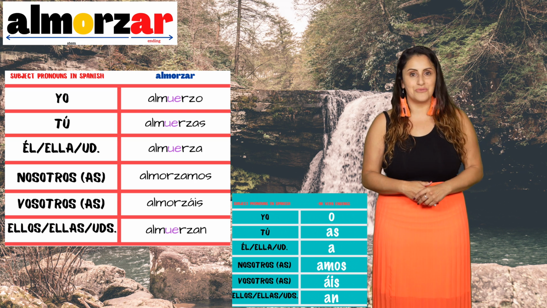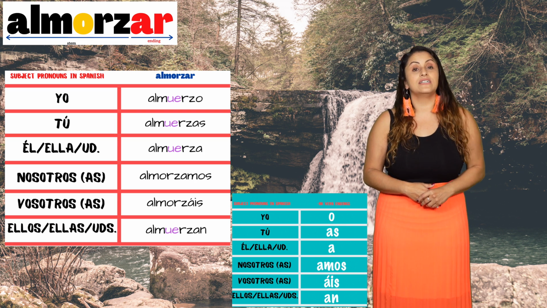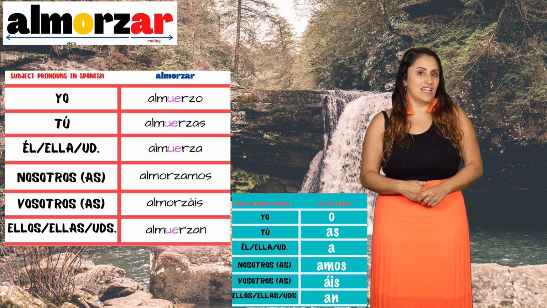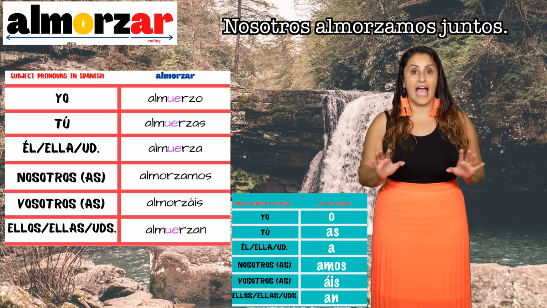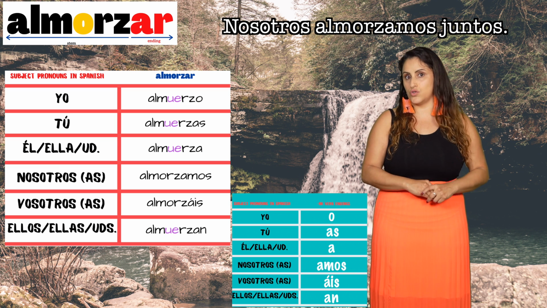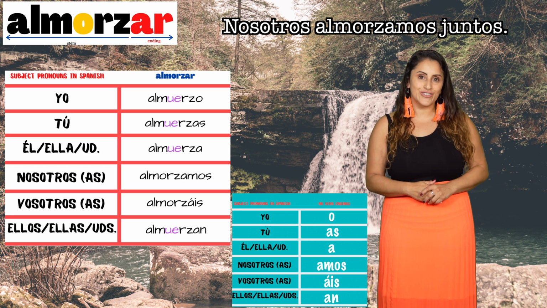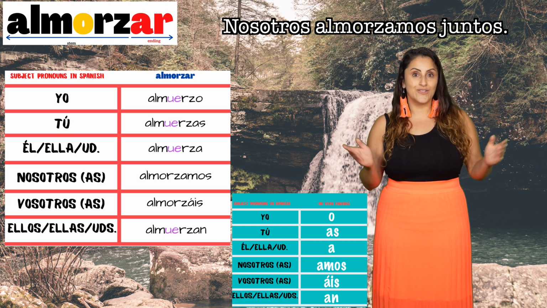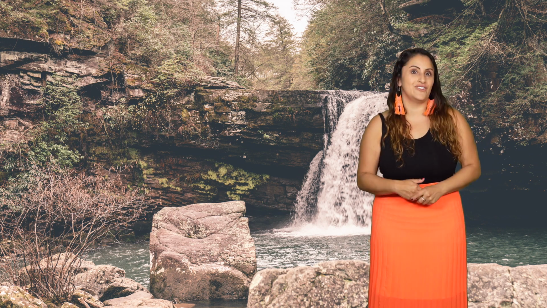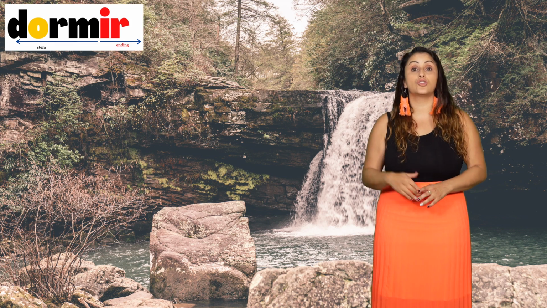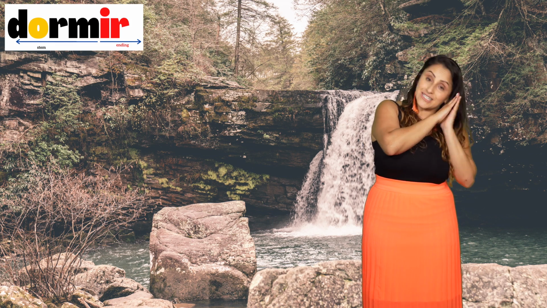Here's another example with the verb almorzar. I want to say that we have lunch together. So I would say, nosotros almorzamos juntos. Juntos means together. Let's do one more stem changing verb together. That's the verb dormir. Dormir, to sleep.